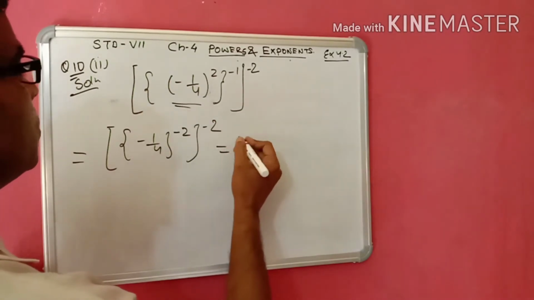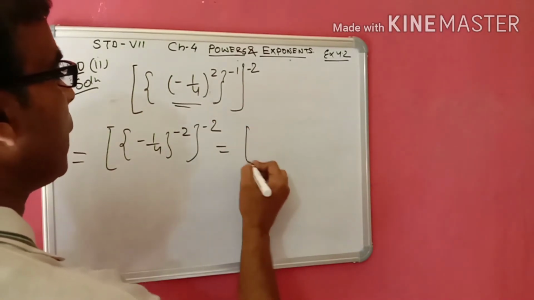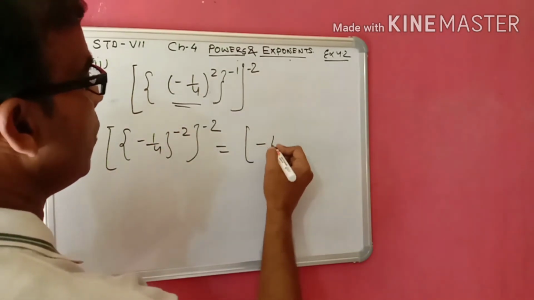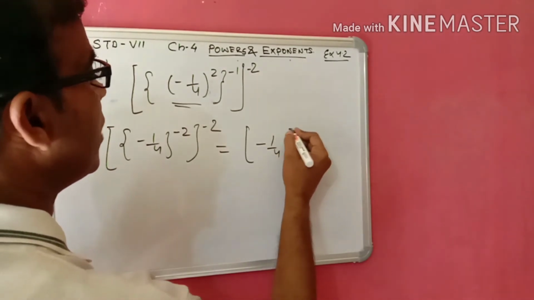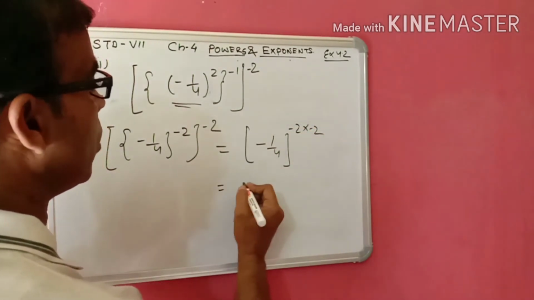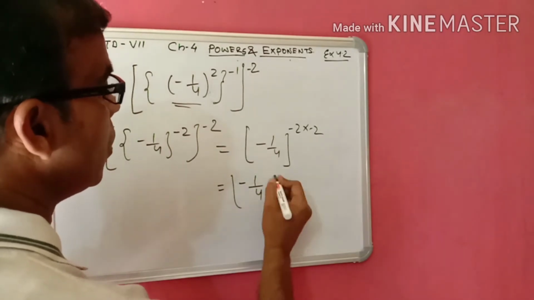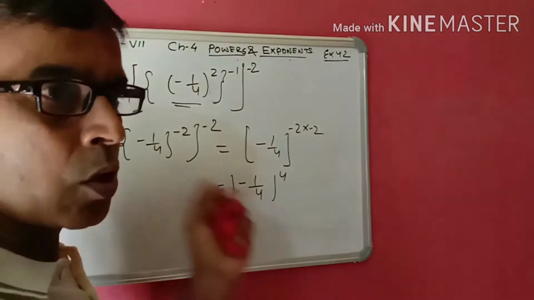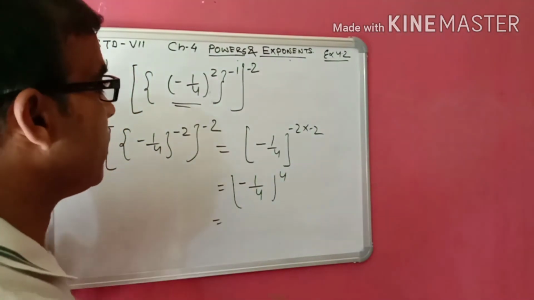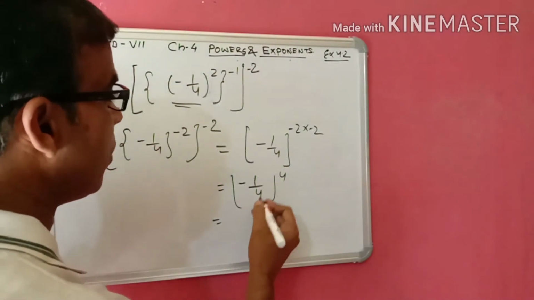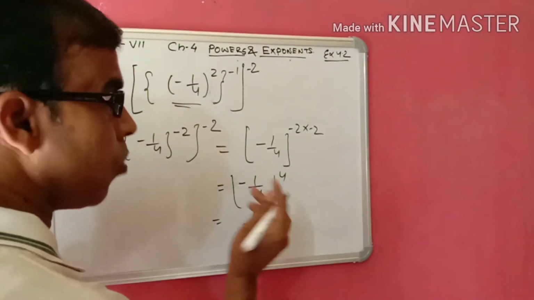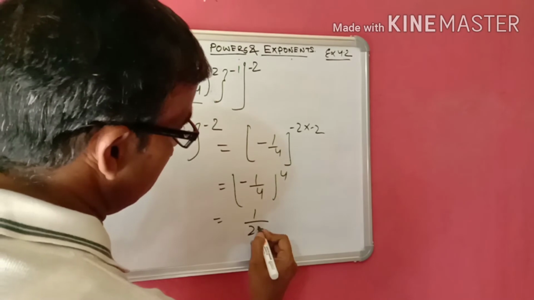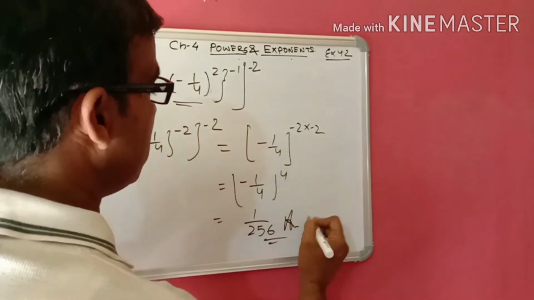Okay, now big bracket, now remove the curly bracket. 1 by 4, 1 by 4 to the power minus 2 into minus 2, this will be minus 1 by 4 to the power plus 4. I told you, if minus 1 to the power is a positive number, it will become a positive number. So therefore it will come 1 by 4 into 4, 16, into 4, 64, then 256. This is your required answer. Write down please.